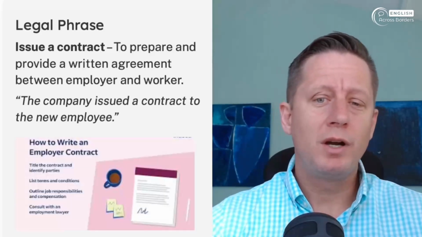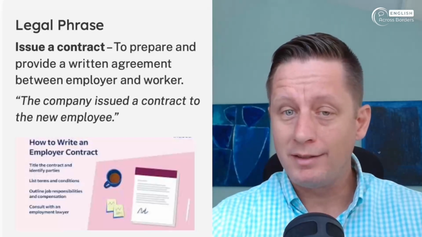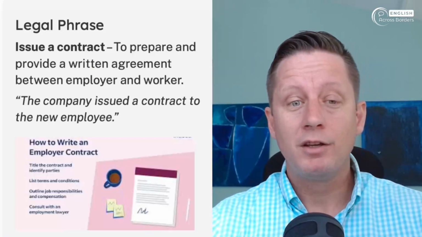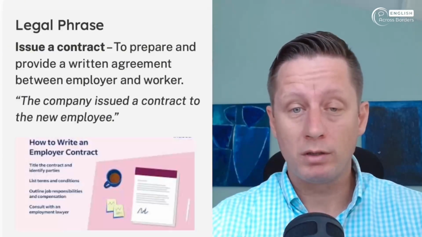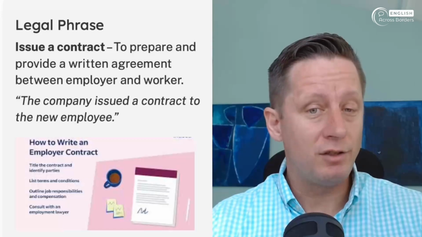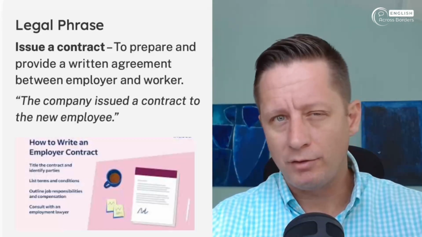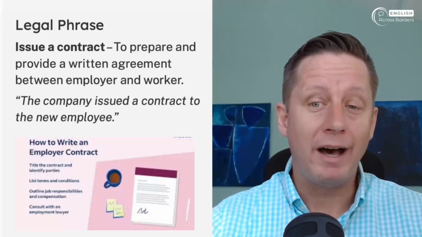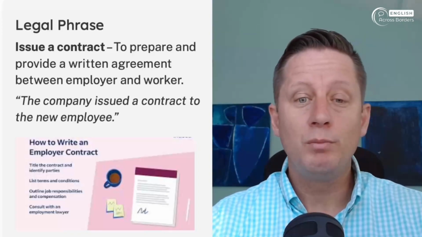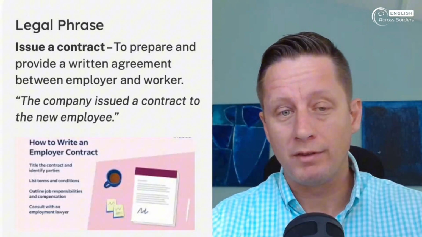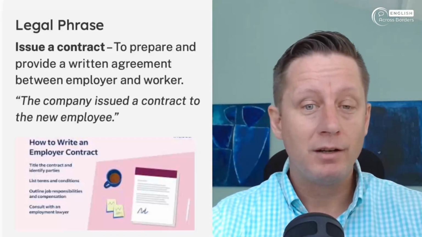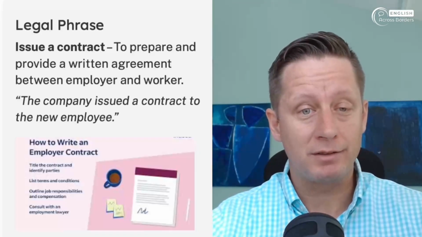To issue a contract means to create and deliver a formal written agreement that defines rights, duties, and terms of work. For example, the company issued a contract to the new employee. Look at a story here. A startup hires a consultant for 6 months. The lawyer explains you must issue a contract for services, not a contract of employment. This makes clear she is an independent contractor.